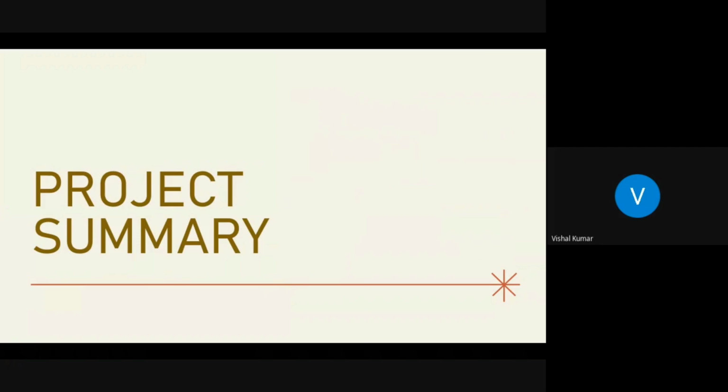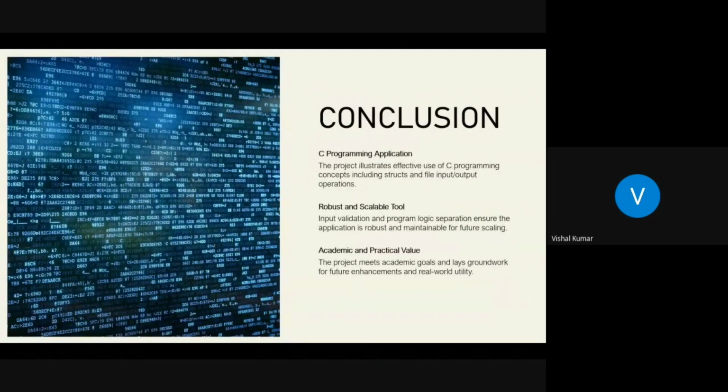So, to wrap everything up, let's summarize the project. Conclusion. To conclude, this project was a successful application of core C programming concepts. We used structs and file I/O to build a tool that is genuinely robust and scalable. We proved this by separating the program's logic, the C code, from its data, the rates.txt file, which is a key principle in professional software development.